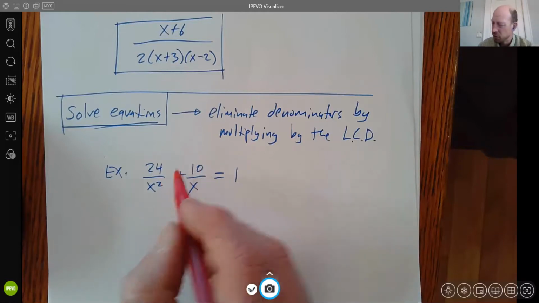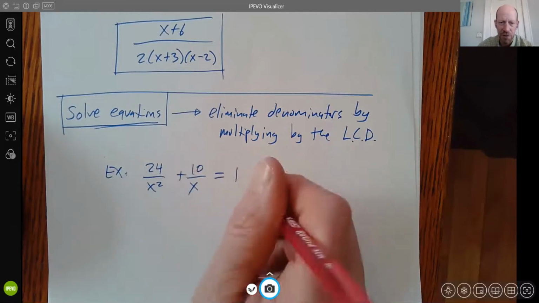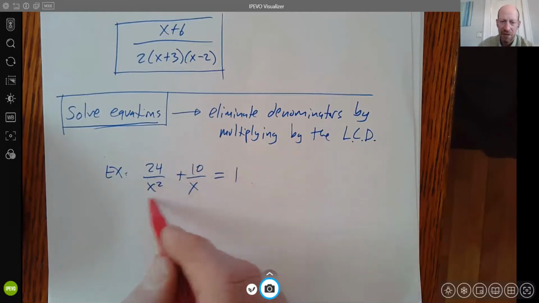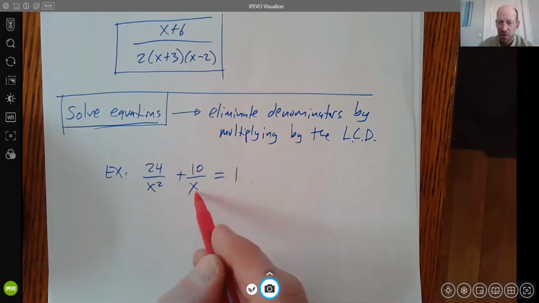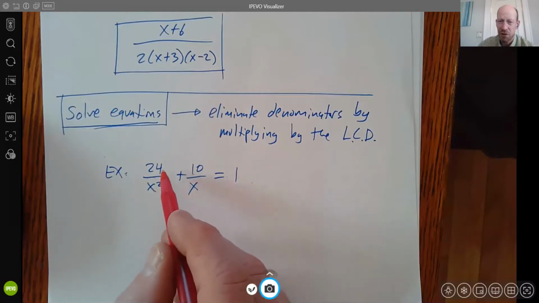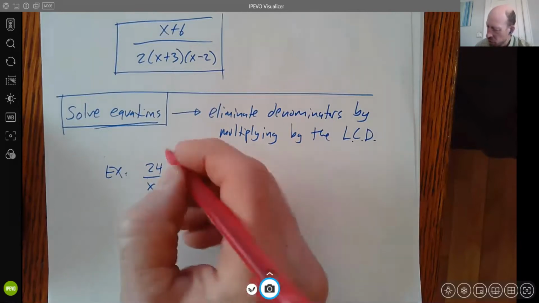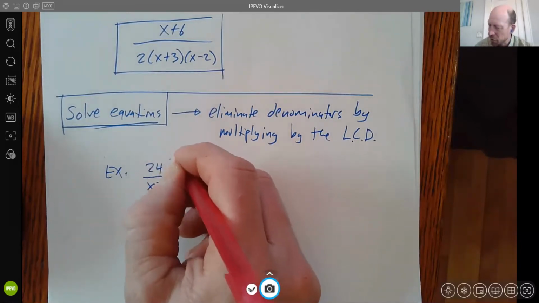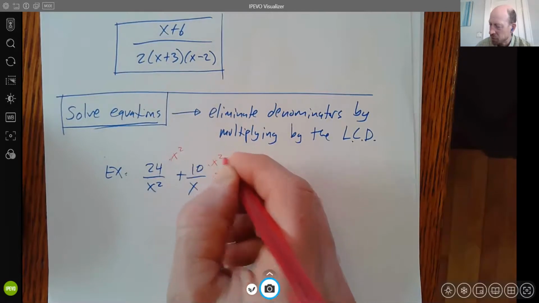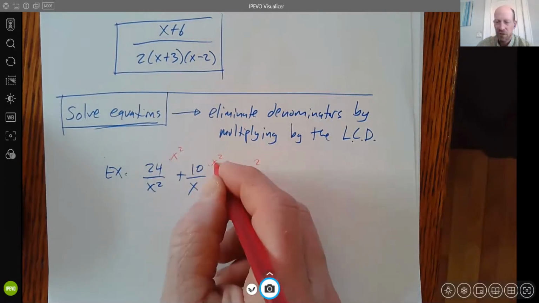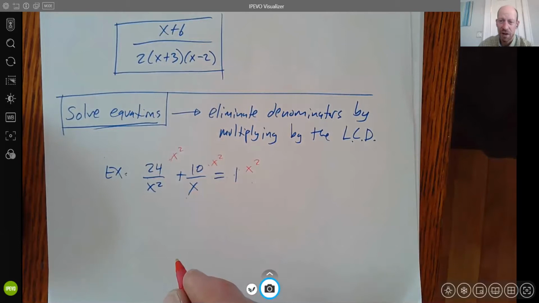And so the way to do that is to multiply all the terms by the same thing. It's going to cancel all the denominators. You've got to make sure you multiply every piece, every term by the exact same thing. If you don't do that, then you've changed the equation and you're not going to get the right solutions. So I want to get rid of the x squared, so I'm going to multiply everything by x squared. And it turns out the x squared is going to also cancel with the x, right? So it turns out that x squared is actually the LCD.